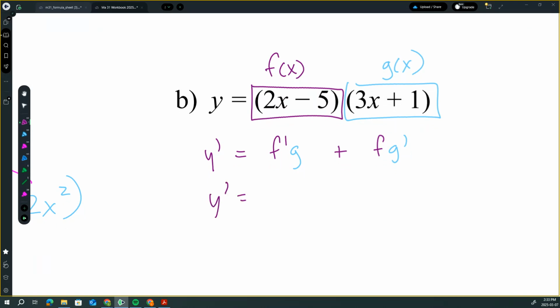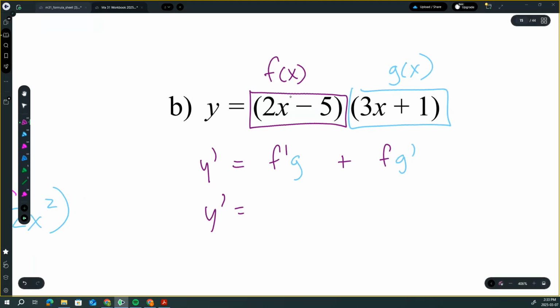Okay, so let's derive 2x minus 5. So there's that little exponent 1 on the x. So coefficient times exponent, 2 times 1, that's 2. Okay, subtract 1 from the exponent on the x. Well, that's going to give us 0. So x to the power of 0, or anything for that matter, to the power of 0 is going to be 1. 2 times 1, it's still going to be 2. Okay.